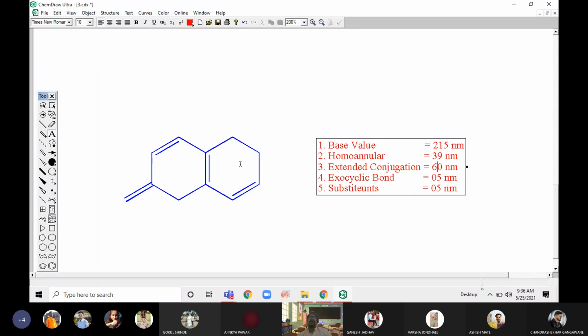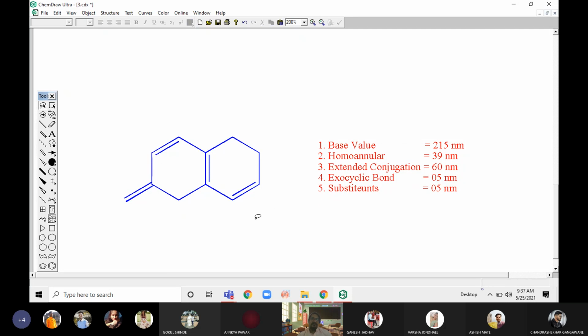For finding the exocyclic bond, again I will go for this ring. See, I have to start from this carbon and go anti-clockwise. There is no double bond. See, at this position there is this double bond which is from outside, as well as through a single carbon. That's why this is an exocyclic. So one exocyclic for this, and for this ring system there is no double bond present from outside through a single carbon. That's why there is no exocyclic for this. So I only have to add 5 now.